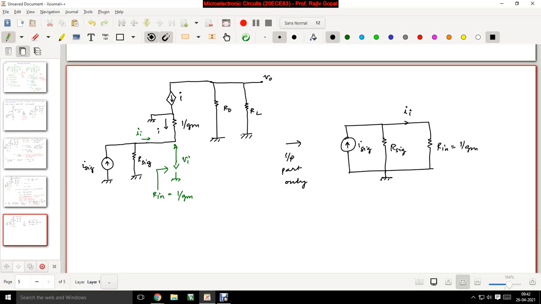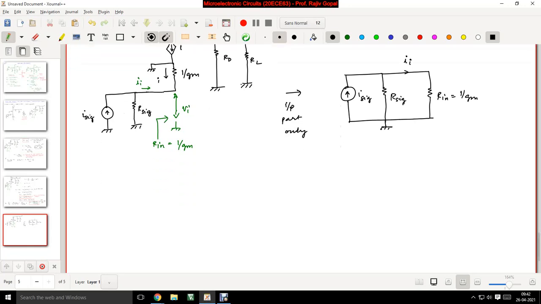Alright. Now for this, if I actually use the current divider rule, I can get Ii is equal to I signal into the parallel combination of both the resistances, R signal parallel Rin, divided by the resistance through which Ii is flowing. So that is Rin.